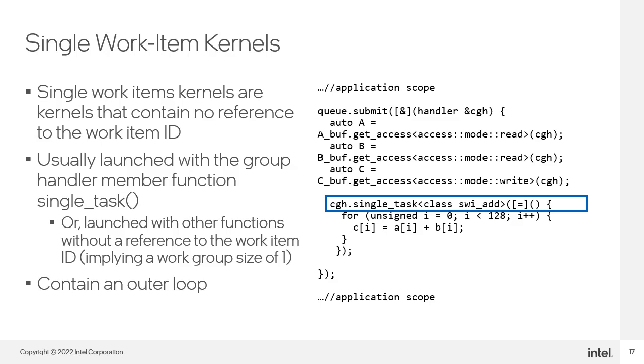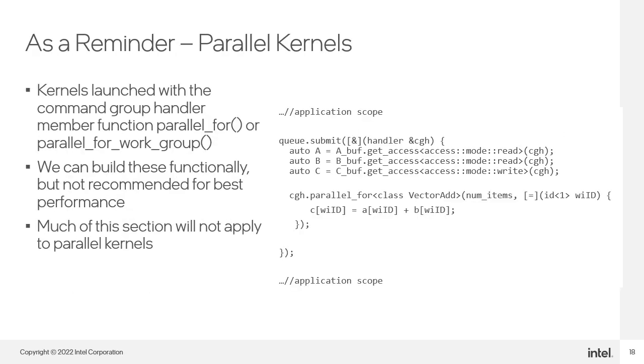They do not contain a reference to the work item ID. Remember also, parallel kernels are launched with the command group handler member function parallel_for or parallel_for_work_group. They contain no outer loops. FPGAs can build parallel kernels and provide functionally correct results, but you won't be getting the best performance out of them. The optimization methods we'll be looking at shortly are not applicable to them.